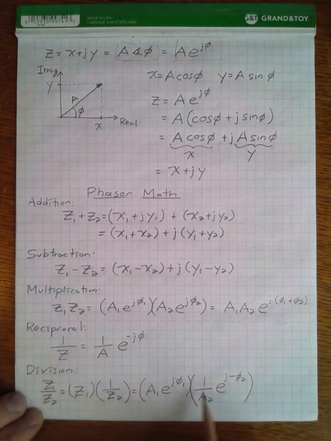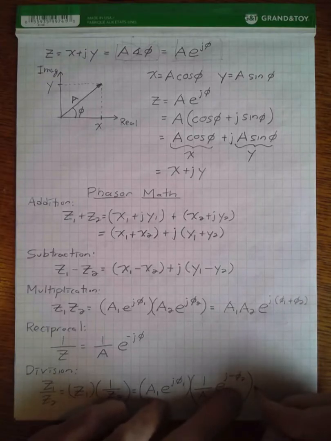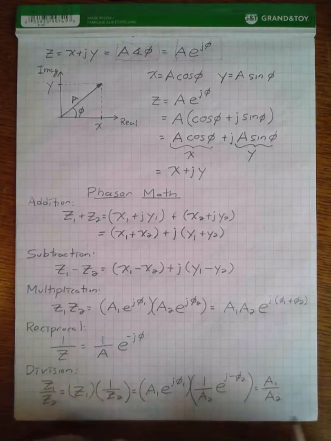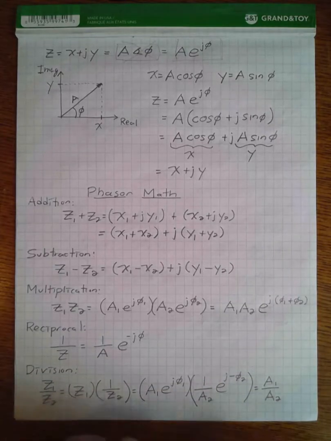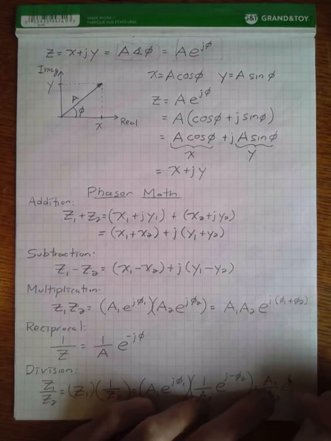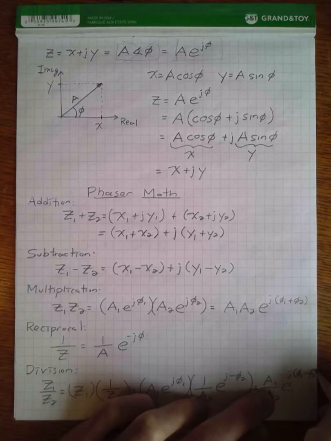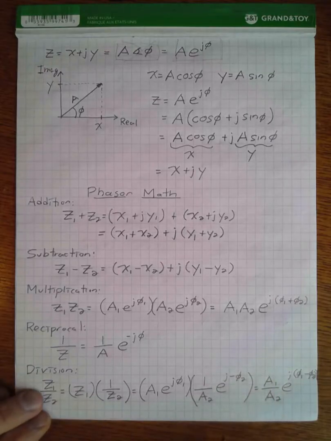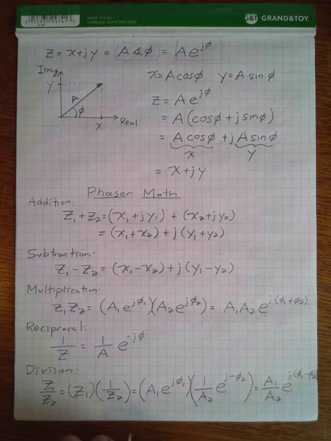And then we just use the multiplication rule. So we multiply A1 by 1 over A2. And so our magnitude is A1 over A2. And then we just add the exponents together. And we get e to the j phi 1 minus phi 2. So that's division. Divide the magnitude of the first by the magnitude of the second, and then take the difference of the phases.